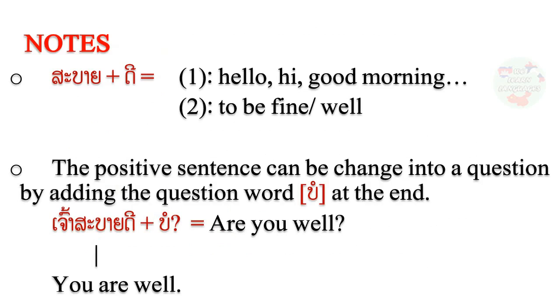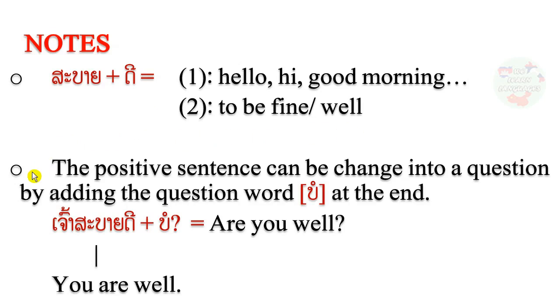Here are some notes on the Lao language, and a grammar point to help you understand Lao easily. The first point is สบาย, meaning well or comfortable. When we add the word ดี, the meaning changes: the first meaning is hello, hi, good morning, and the second is to be fine or to be well. So สบายดี means hello, or to be fine, or to be well.